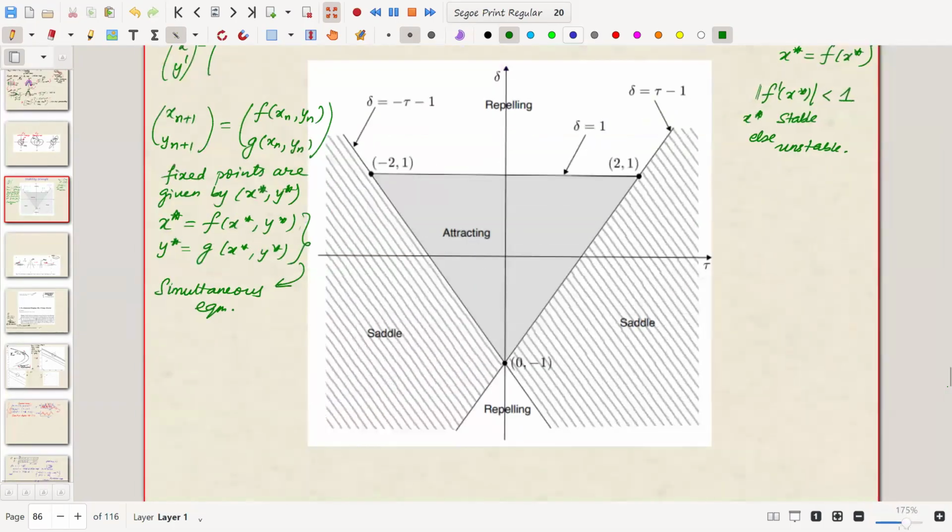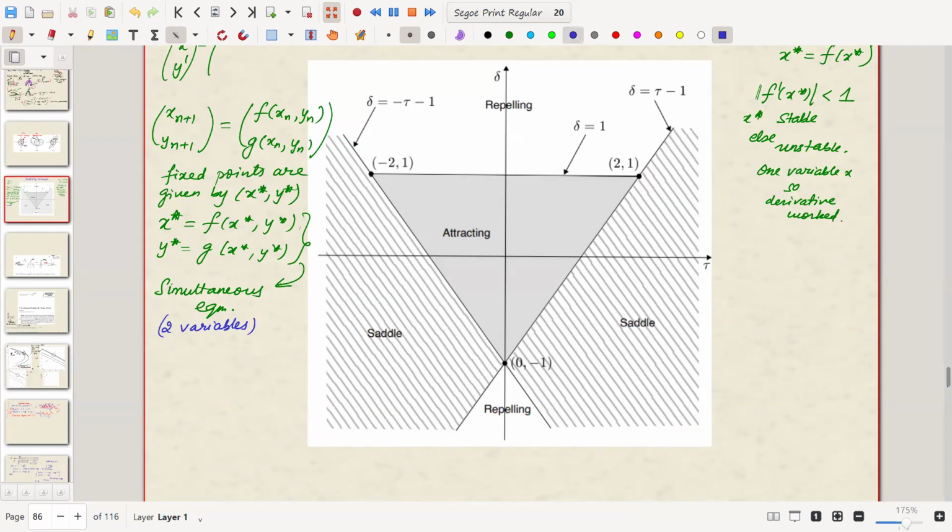In the case of a 2D map, researchers found that it is not that simple, because here you have two variables instead of one. Here you had one variable x, so the derivative worked. But in this case you have two variables, so the derivative doesn't work. So there is a generalization of the derivative that works here.